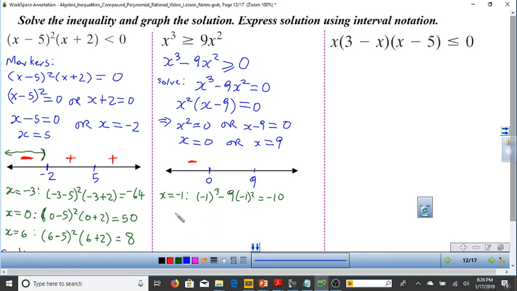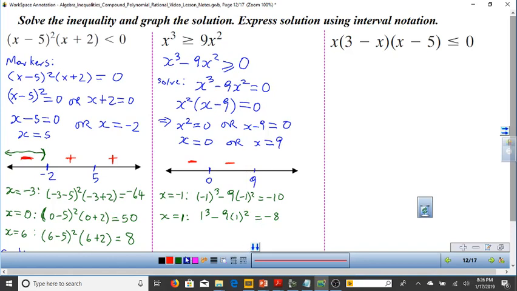And then I try a number between 0 and 9. 1 is a good number to try. 1 cubed minus 9 times 1 squared is going to still give us a -8 this time. So that now gives me a negative here.